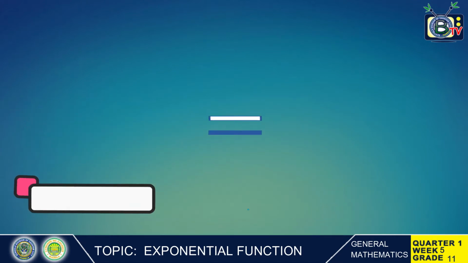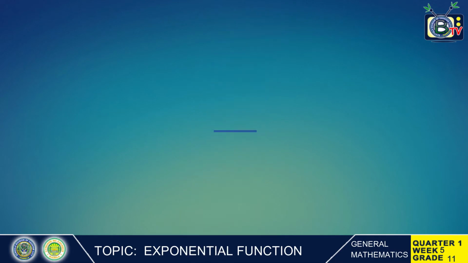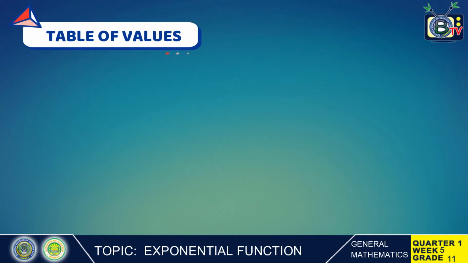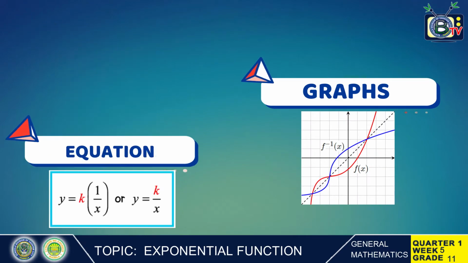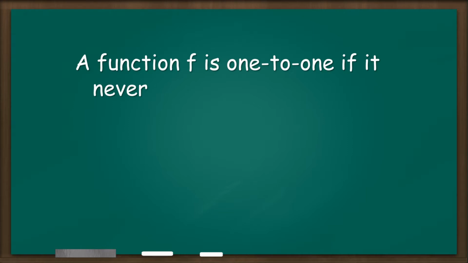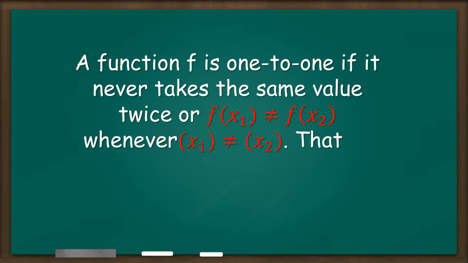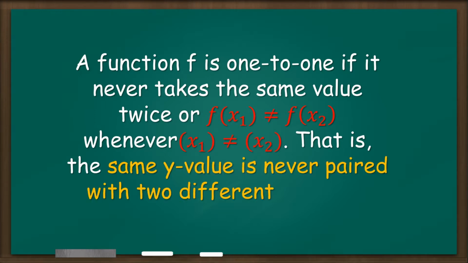Let us start your journey by recalling the previous lessons you already learned about inverse functions. You have learned from your previous modules the representation of inverse function through its table of values, graphs, and equations. You also learned that a function f is one-to-one if it never takes the same value twice, or f(x1) is not equal to f(x2) whenever x1 is not equal to x2. That is, the same y value is never paired with two different x values.